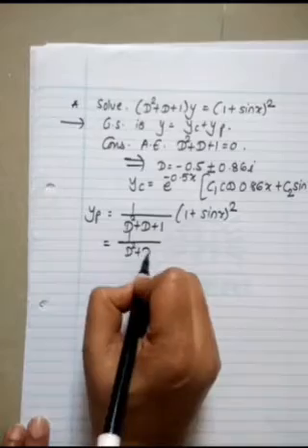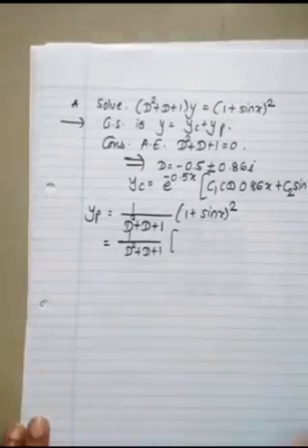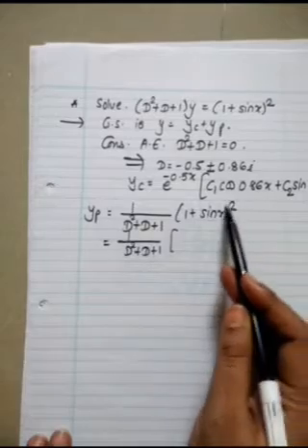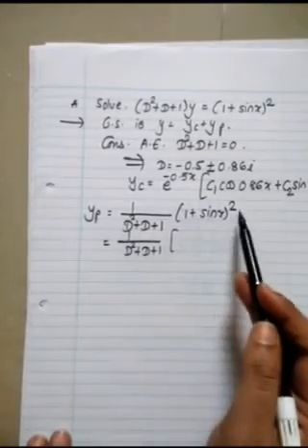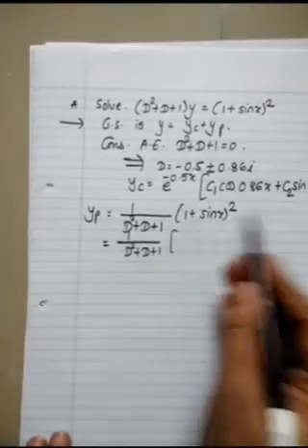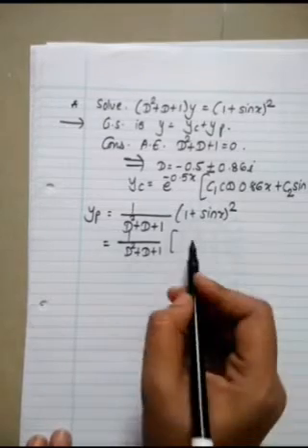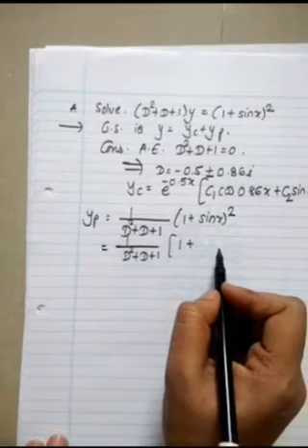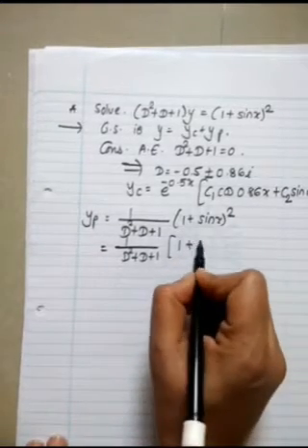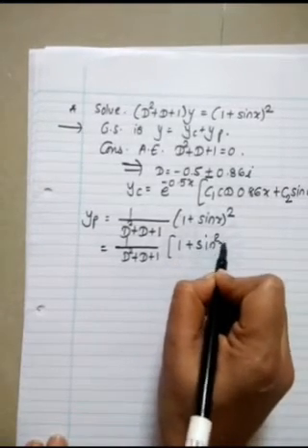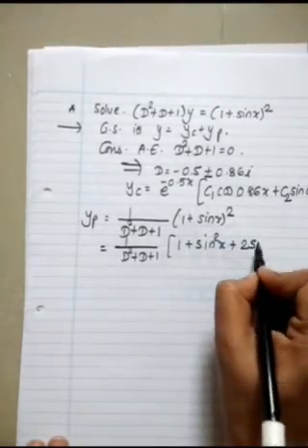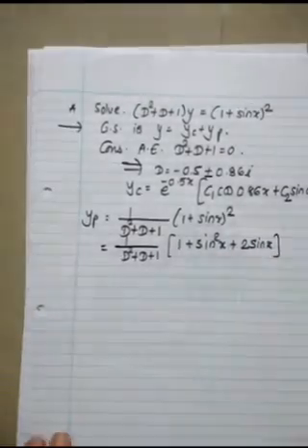D square plus D plus 1. What I am saying is we do not have any case for the power, so the power should get removed, meaning you should take the square. So what is the square of (a plus b) bracket square? a square plus b square plus 2ab: 1 plus sin square x plus 2 into 1 into sin x, that is 2 sin x.